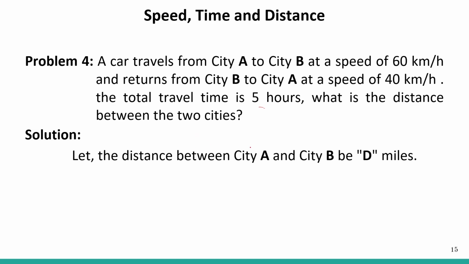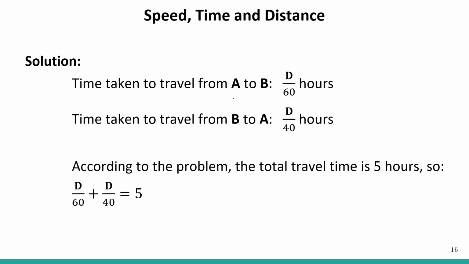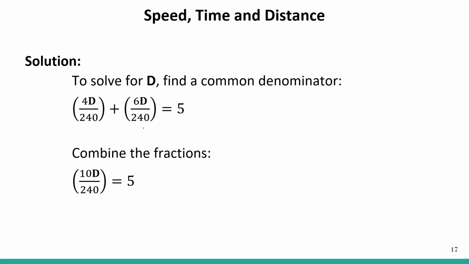Okay. Let the distance between cities A and B be d. So the time taken to travel from A to B will be d by 60 hours, and the time taken to travel from B to A will be d by 40 hours. According to the problem, the total travel time is 5 hours. So d by 60 plus d by 40 is equal to 5. To solve for d, find the common denominator.